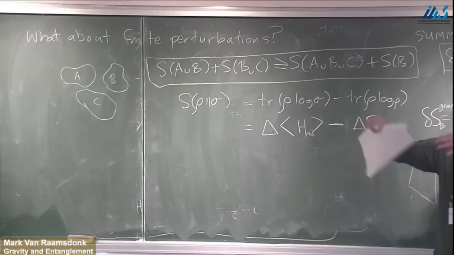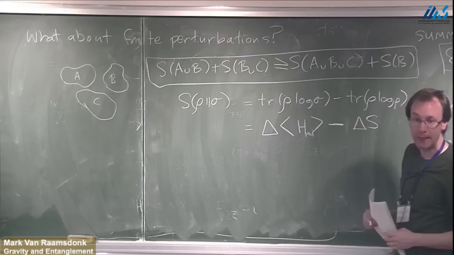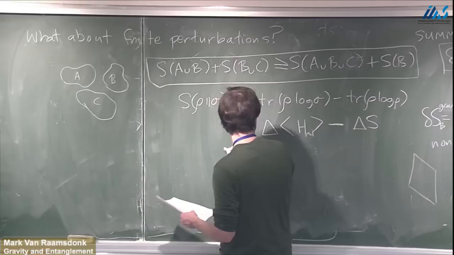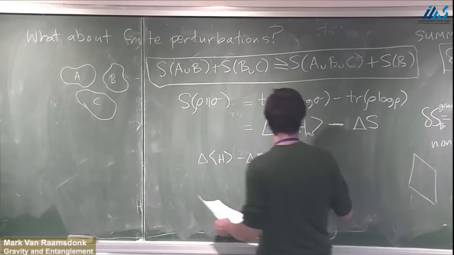If you do finite perturbations, then this thing doesn't have to vanish, but it turns out it always has to be positive. Okay, so delta H minus delta S is greater than or equal to zero. So this is called the positivity of relative entropy.